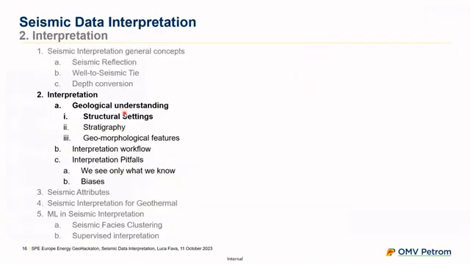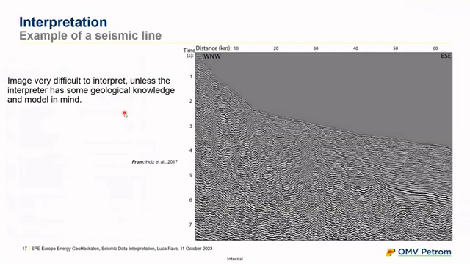Right, so having talked about the general concept, we can go down now to the real interpretation. So what is interpretation and how we do it? As I said, it's very important to have a geological concept in mind to do seismic interpretation. For example, if you look at this seismic line, and if you're not familiar with geology and with seismic interpretation, it could be very difficult to find out what this image means, basically, right? What we need to interpret in this.